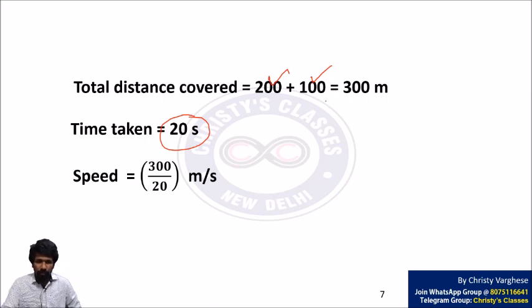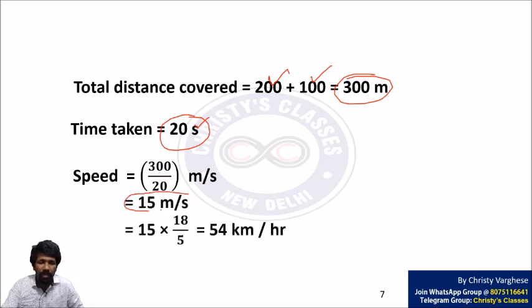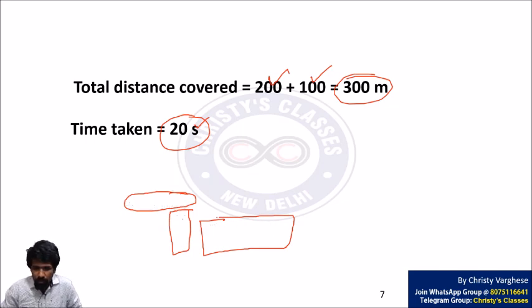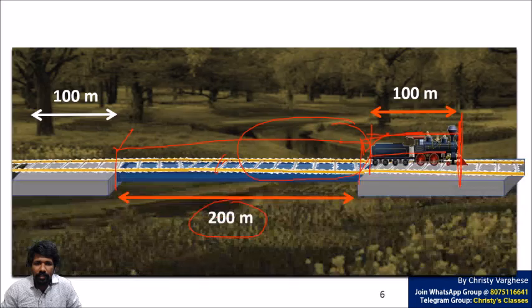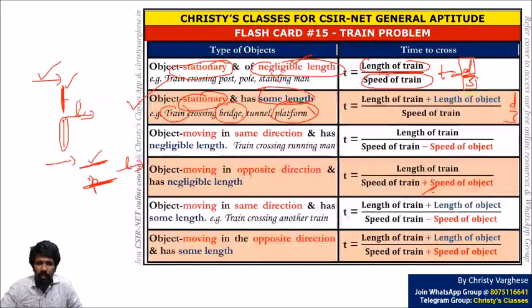Speed is equal to distance, 300 meter, divided by time, 20 seconds. So 300 by 20 meter per second. 300 by 20 is going to be 15 meter per second. But if you look, the answer option is in kilometer per hour. That is where the conversion factor you learned in school days will come into play. So for meter per second to kilometer per hour, you have to multiply by 18 by 5. You will get 54 kilometer per hour. That is the answer. So that is the second case. I hope all of you understood what the second case is. This second case is asked multiple number of times.